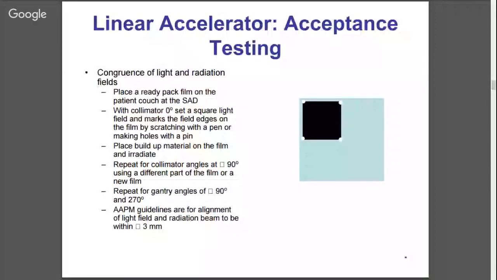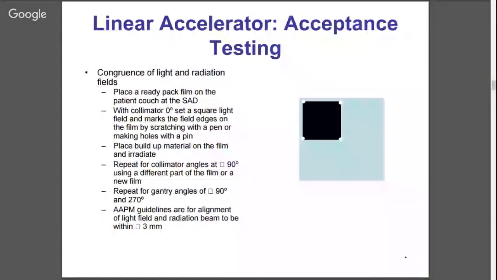Okay, so the simplest way to do this is with film. In these examples I'm showing, some of these slides are some years old now, but the principles are the same. We will be using radiographic film. But of course we can repeat all of this with radiochromic film.